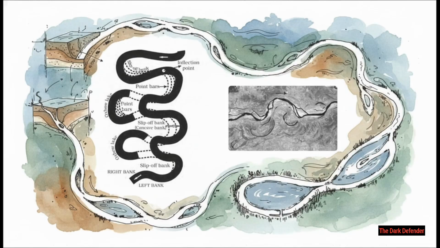Now this is a really fascinating process. We're looking at a meander, which is just a big bend in a river. What's happening here is simple physics. The water on the outside of the curve moves faster, so it erodes the bank. The water on the inside is slower, so it deposits sediment. Over time, that bend gets bigger and bigger until the river decides to take a shortcut and cut straight across. That old loop gets left behind, and eventually it becomes a beautiful crescent-shaped oxbow lake.